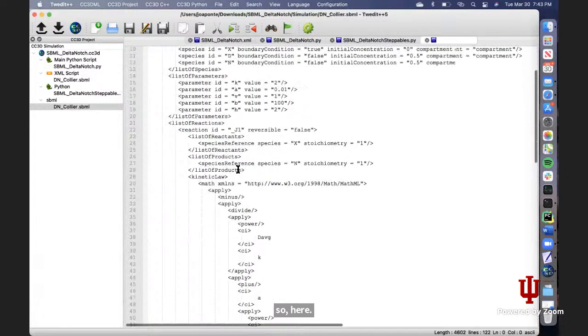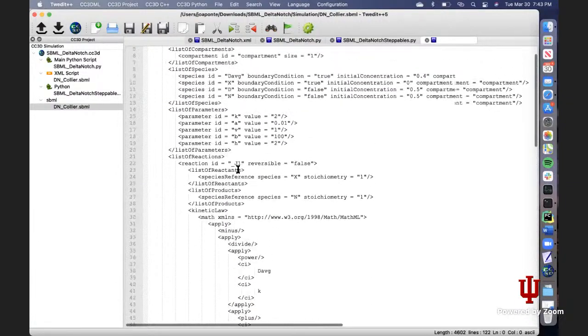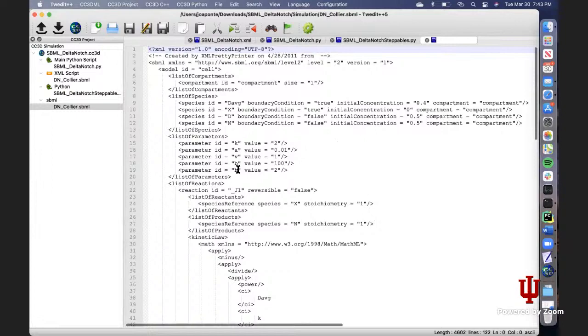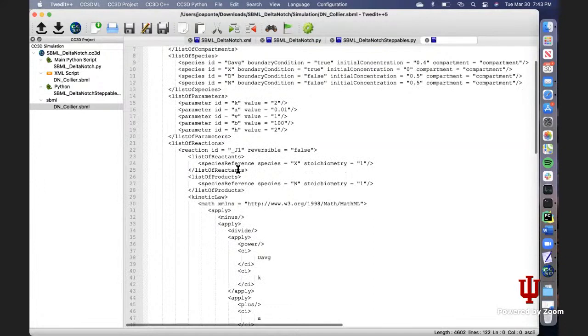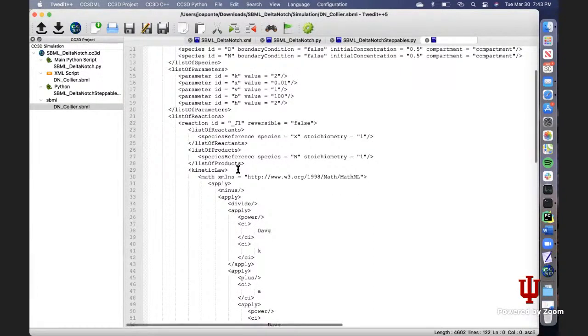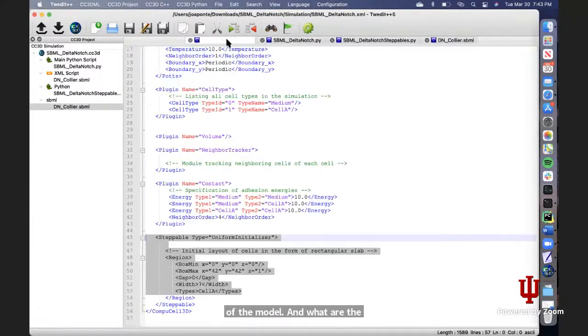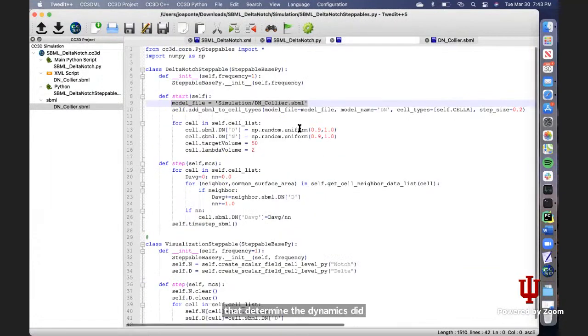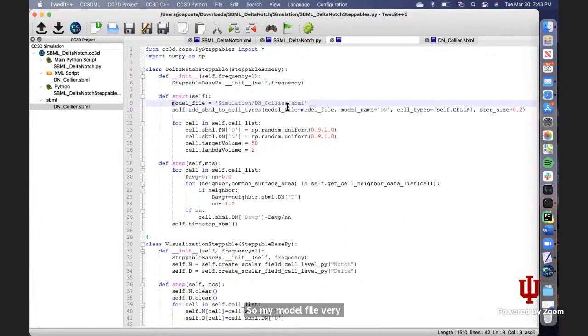And what I wanted to show here was just what the SBML file looks like. This is basically specifying what the model is, what the rates are between the variables of the model, and what are the parameters that determine the dynamics between the variables. So my model file variable here is referencing the location where this SBML model is being stored.